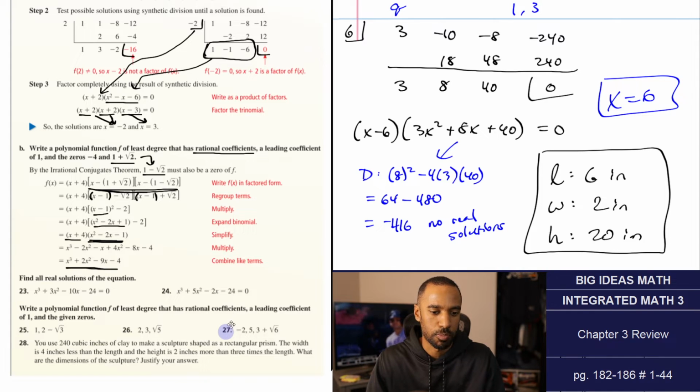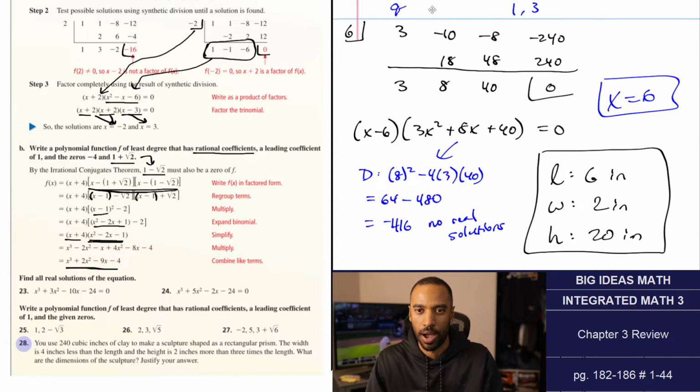I never highlighted this problem. I really apologize, but there it is. Justify your answer. Oh, I justified it.